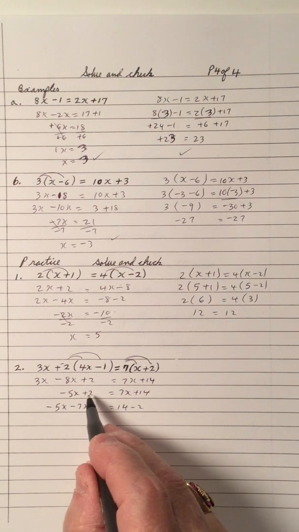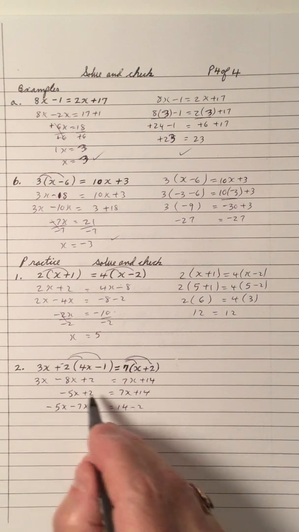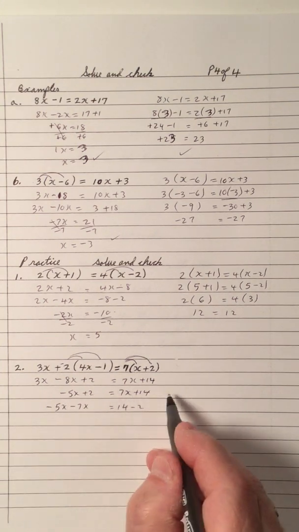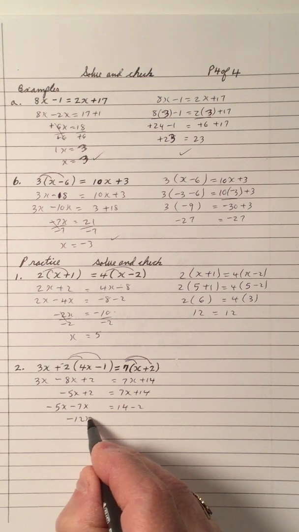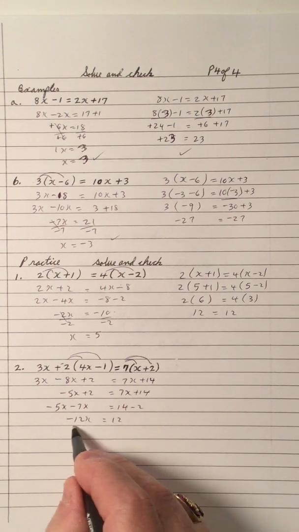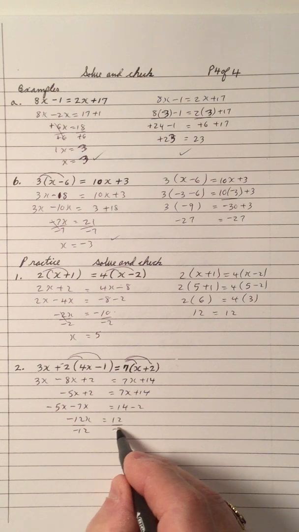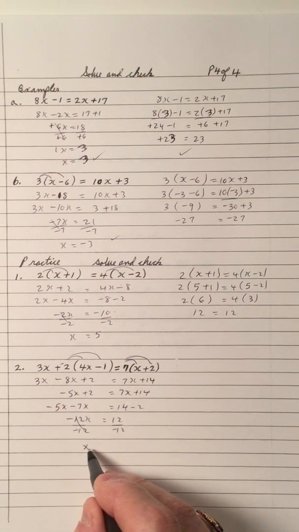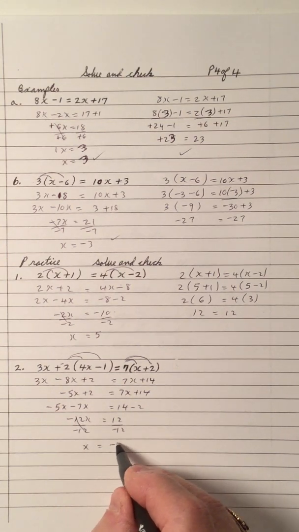Plus 7 becomes a minus. X's to the left, numbers to the right. Negative 12x equals 12. Divide by negative 12. They cancel to give you 1x, and that cancels to give you negative 1.